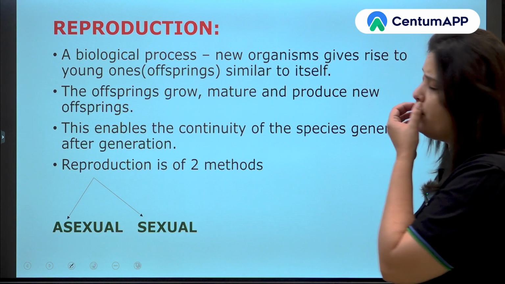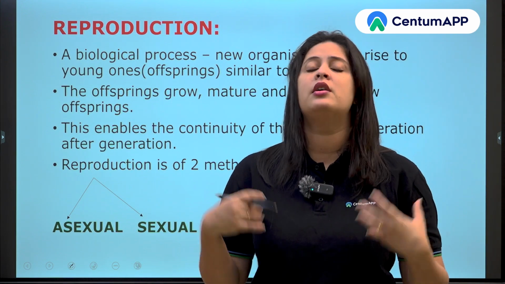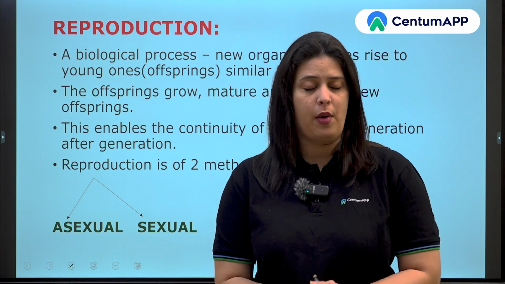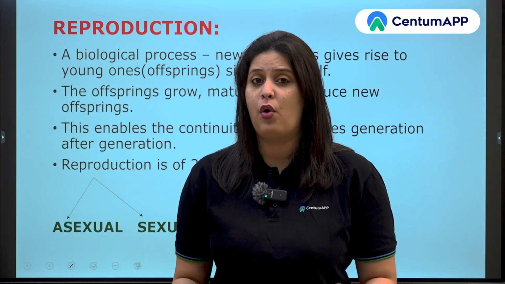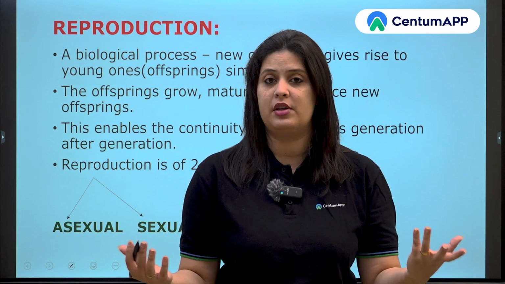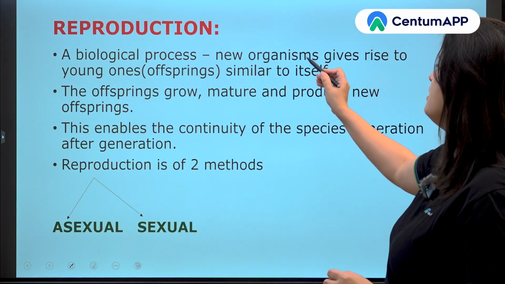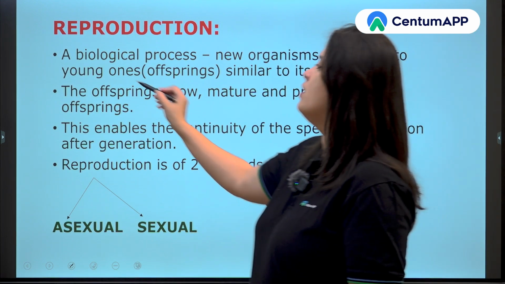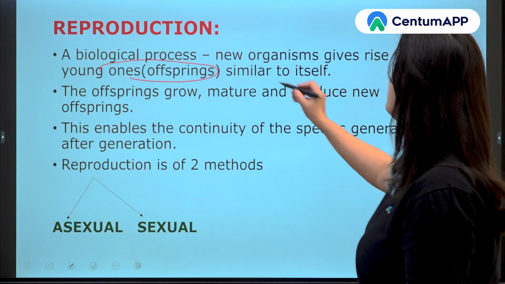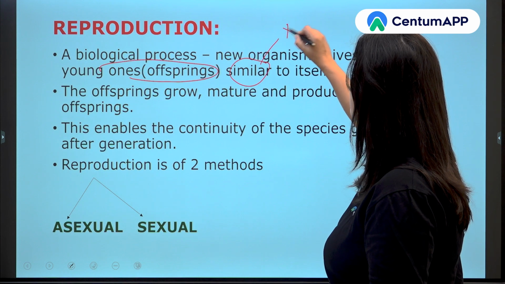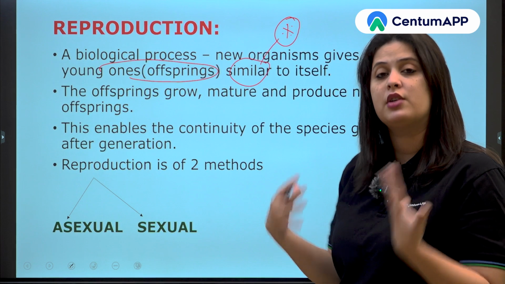So what is reproduction? We all know reproduction is a biological process where a young one or an offspring is formed. Another important thing about reproduction is that an offspring can be formed with two parents or just one parent. In this biological process, organisms give rise to young ones or offspring which, and this is very important, are similar to themselves. Your offspring is always similar to the parent.